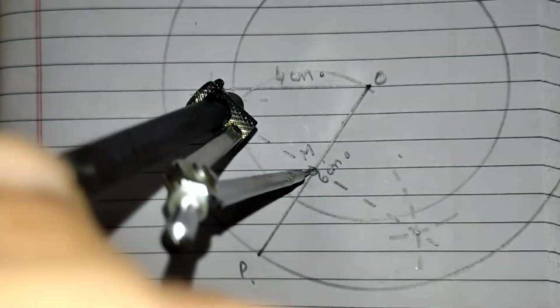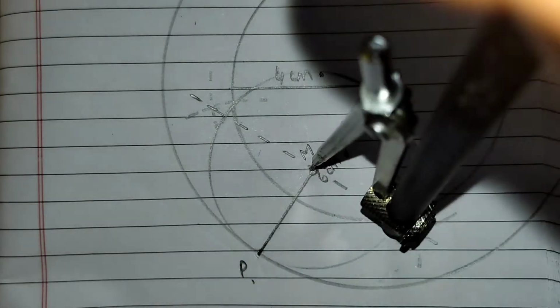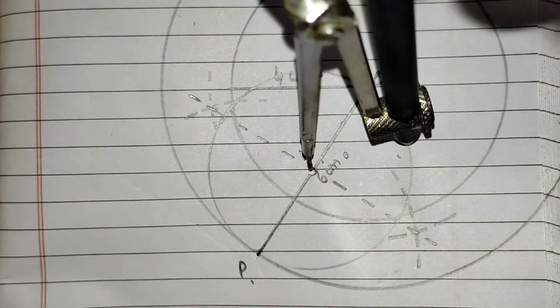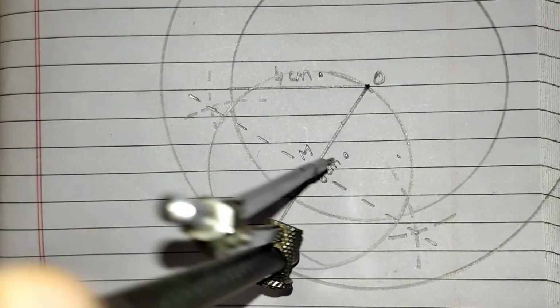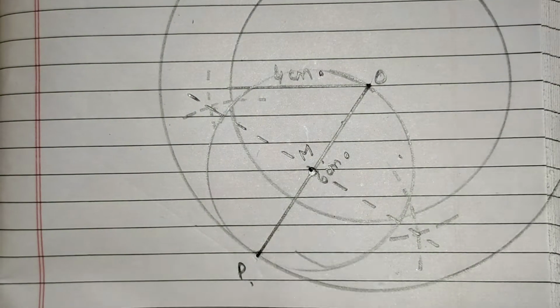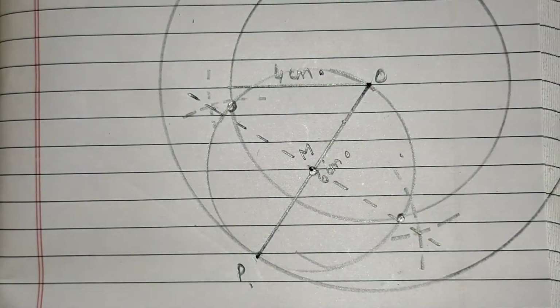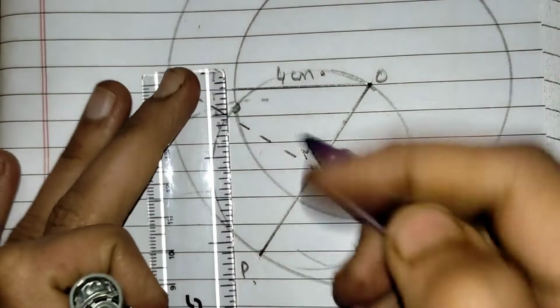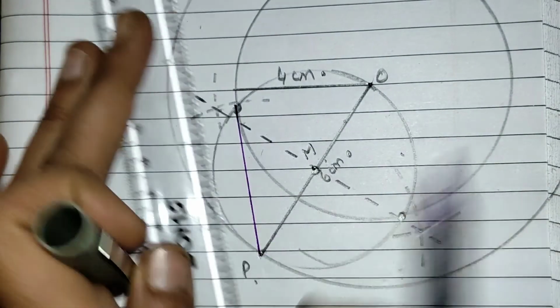Wherever this intersects my smaller circle, those will be my 2 points where the tangents can be drawn. So this is my first point and this is my second point. These are my required 2 tangents of the circle.